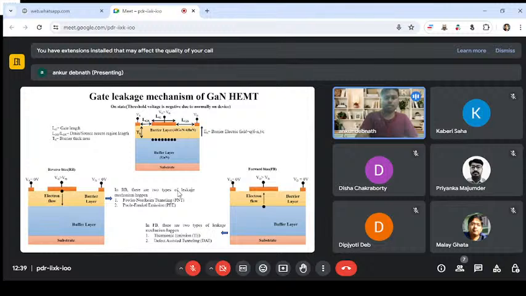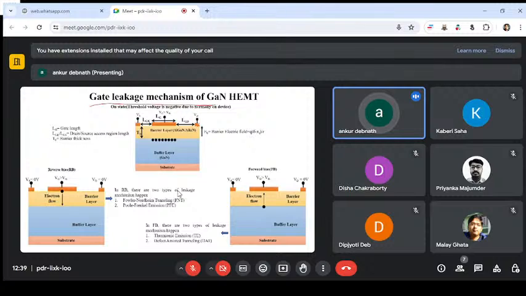So this is the gate leakage mechanism of gallium nitride HEMT. This is actually a very important thing. Gate leakage, I'll just describe in brief. Generally we know the drain current is the horizontal current, flowing from drain to source, this way. This is the drain current.